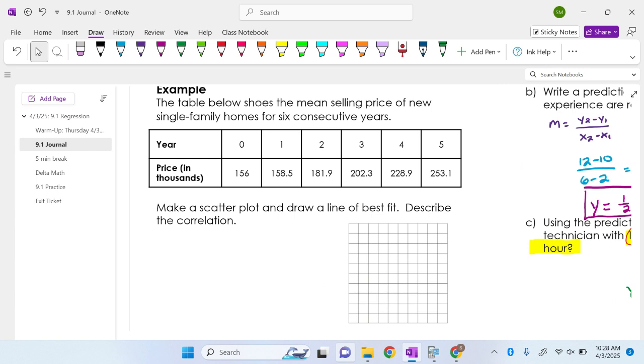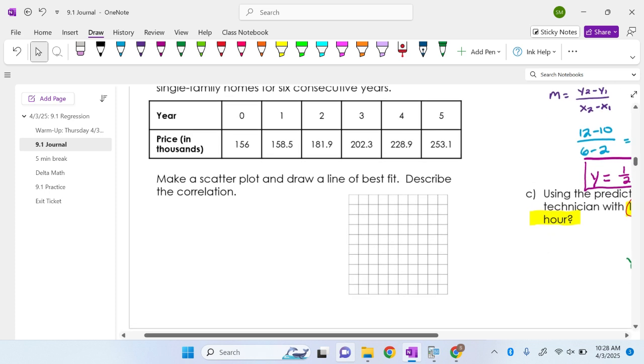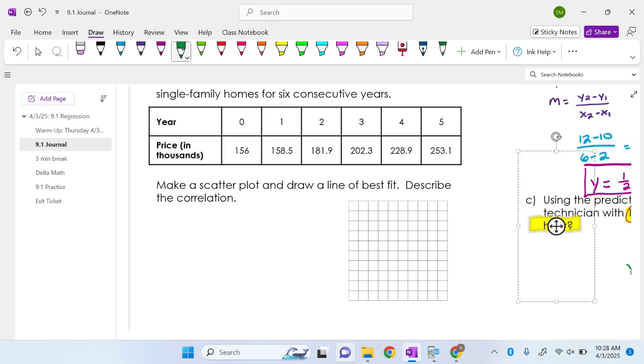So we're gonna make a very quick scatter plot of this set of points. That's all we're gonna do. We're not finding the regression, we're just making the scatter plot. All right. So I'm gonna have it go up by 25s on the side. So every 2 would be 50.